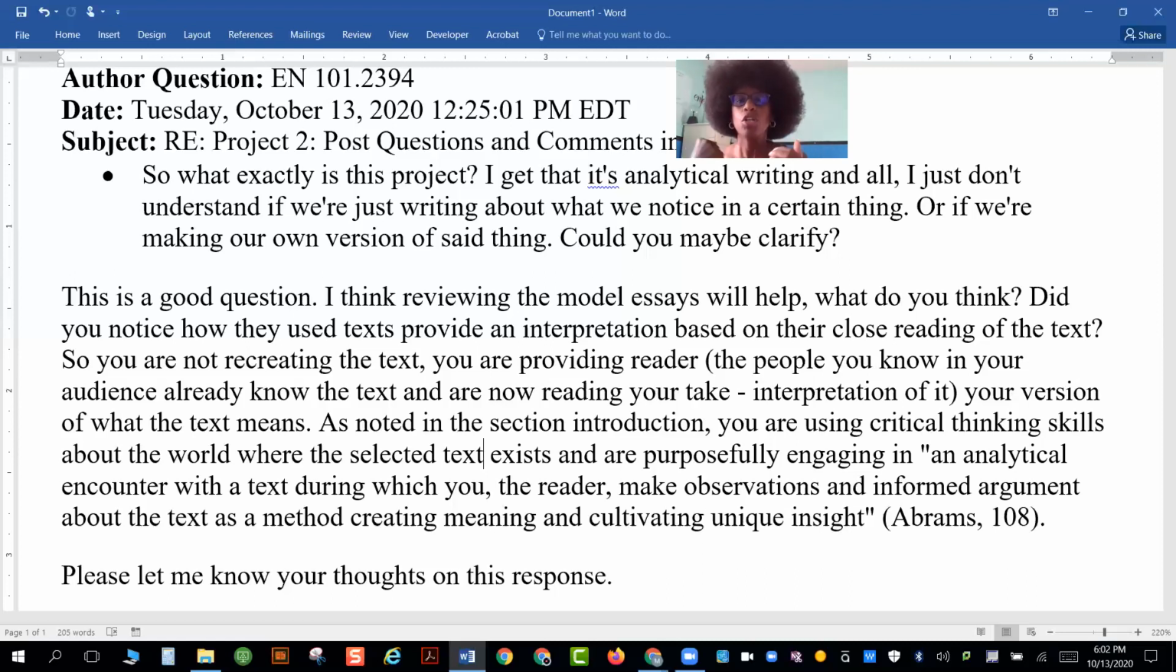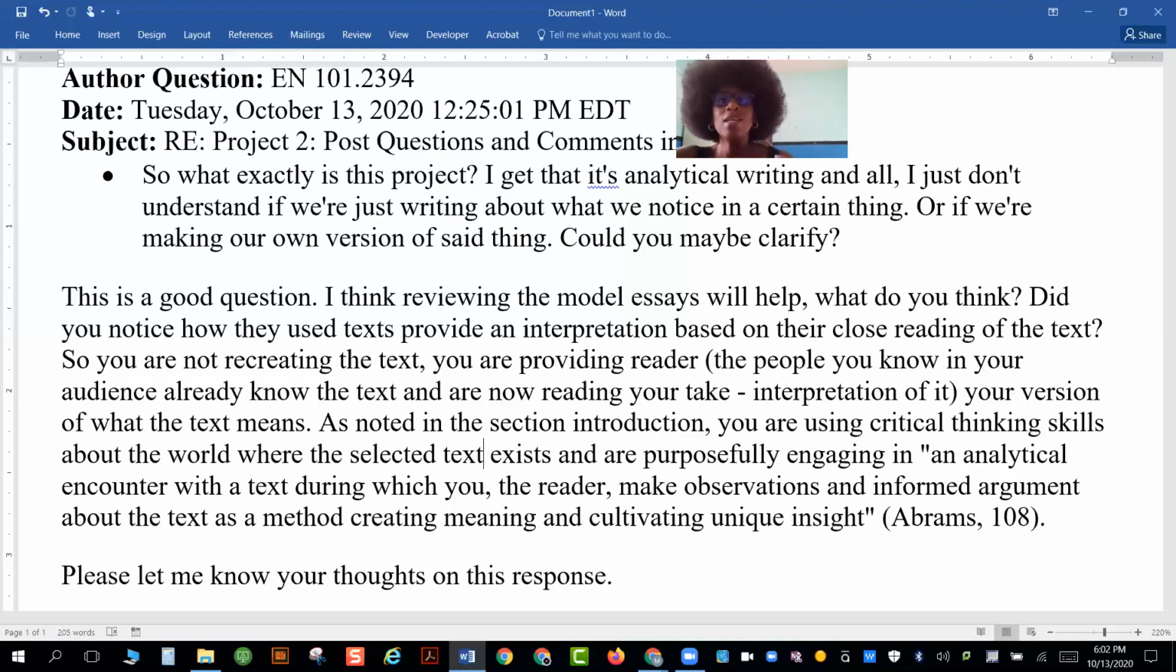Okay, so your job is to read closely and make observations so that you can make an informed argument about what the text means. You are using your observations and your informed argumentative thinking as a method of creating meaning. And this is the part I like the most, and cultivating unique insight.